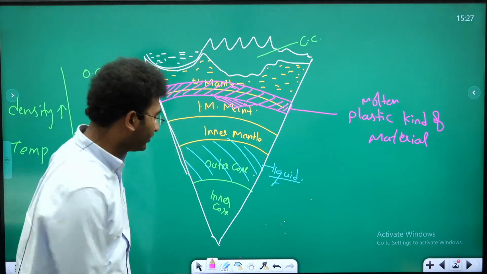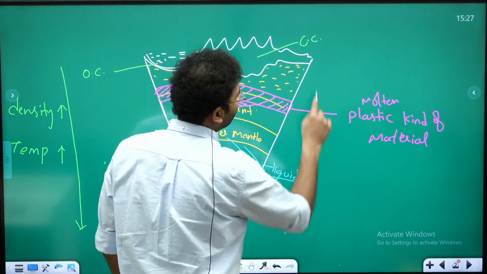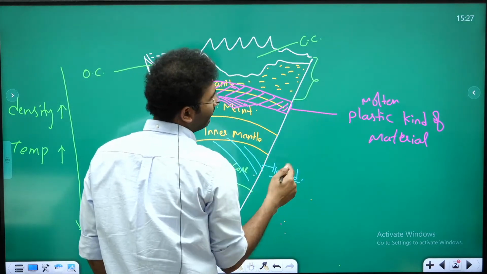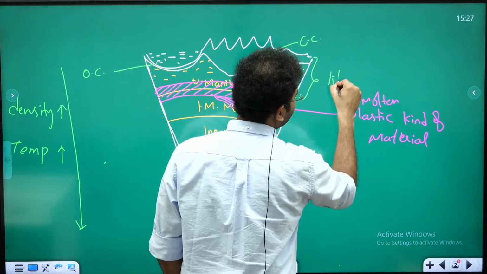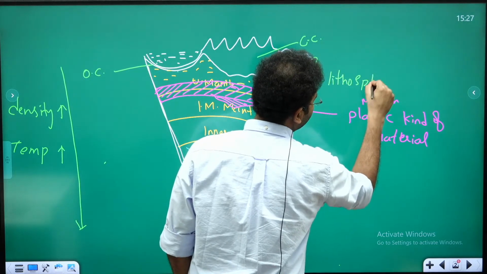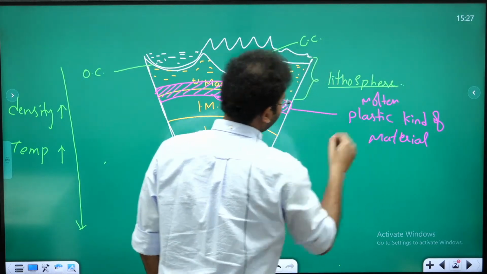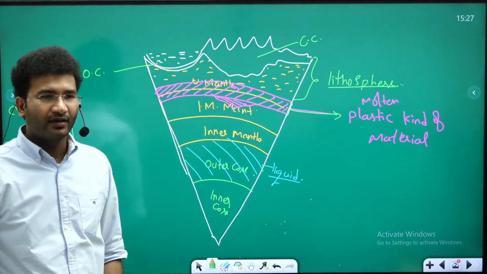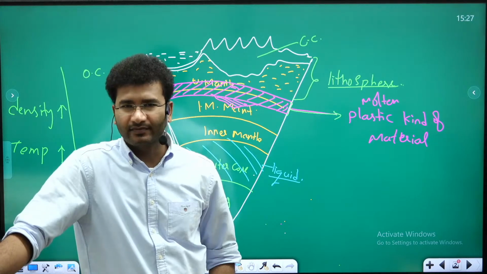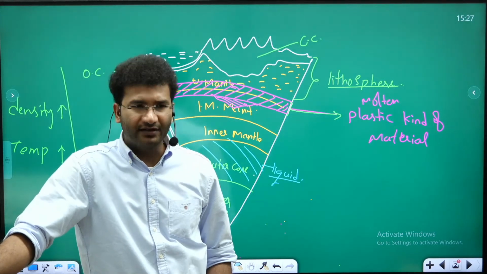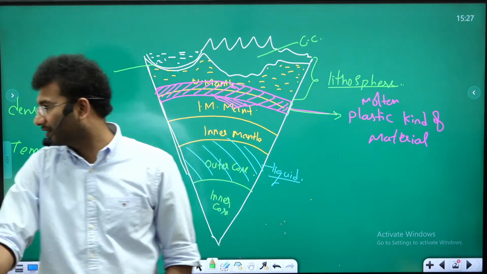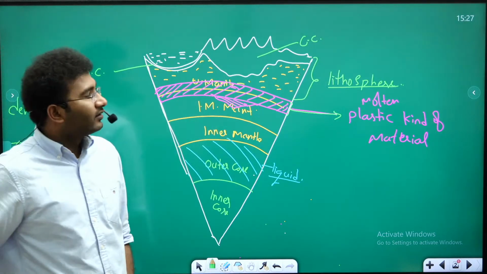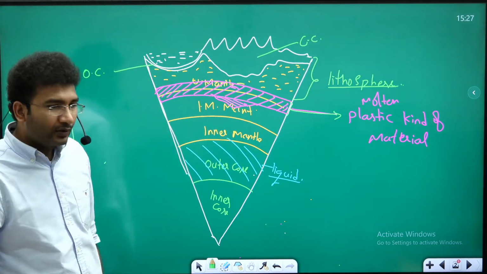Now, what is this lithosphere? The layer above asthenosphere is called the lithosphere. And this layer is called the asthenosphere. Asthenosphere is a weak layer. It is not a strong layer, a very, very weak layer. Astheno means weak, right? Come back.